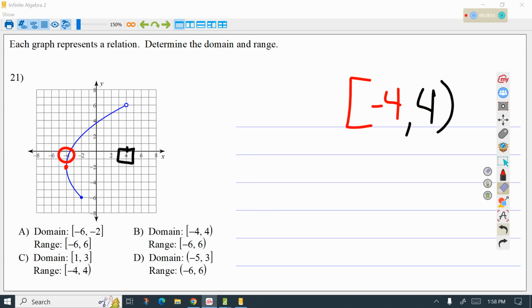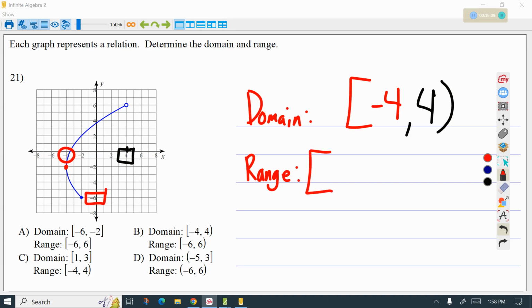Okay, this is the domain. Again, it's the leftmost point to the rightmost point. We do those two. Okay, remember the range was the top and the bottom, the maximum and the minimum. Okay, what's the minimum point? Negative 6. That's solid, so it's a square bracket. So there's negative 6. Okay, what's the highest point? Positive 6, but that's a hole. So I have to have a round parenthesis and put a 6 right there. Okay? Do we see that option anywhere? That's B.